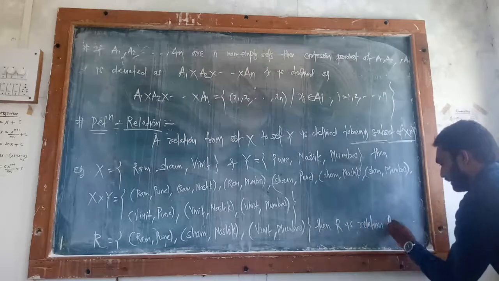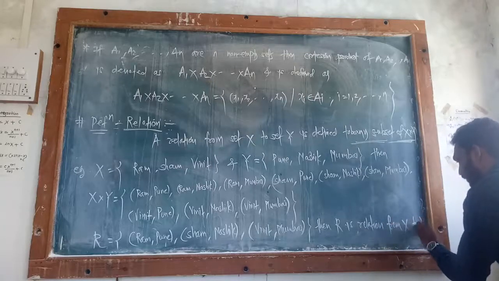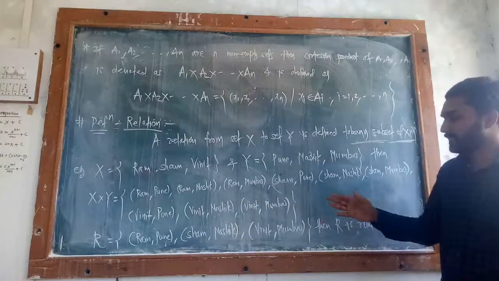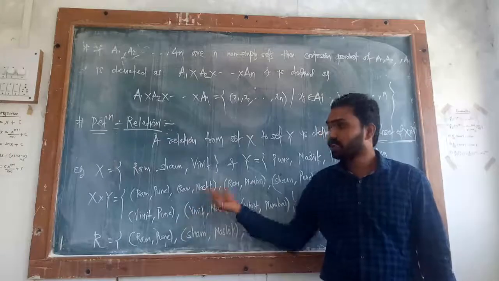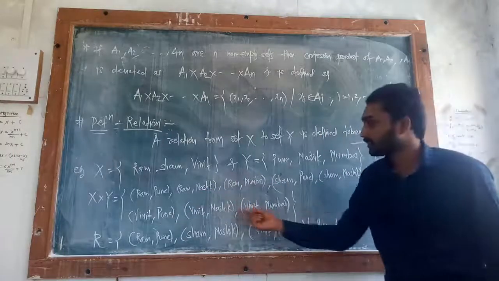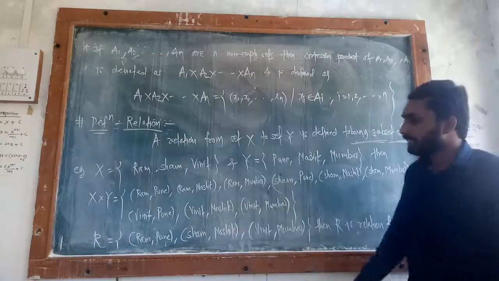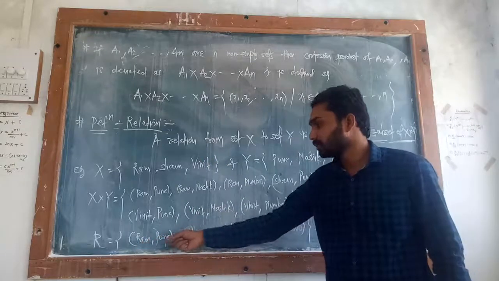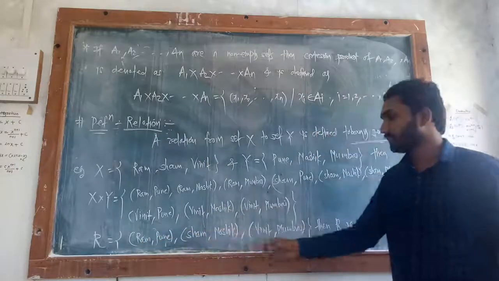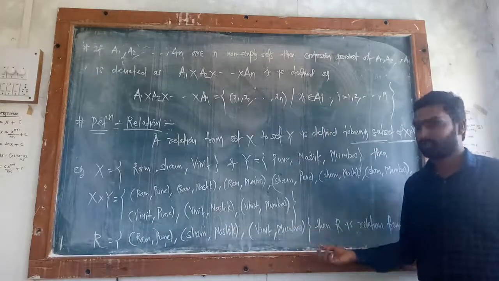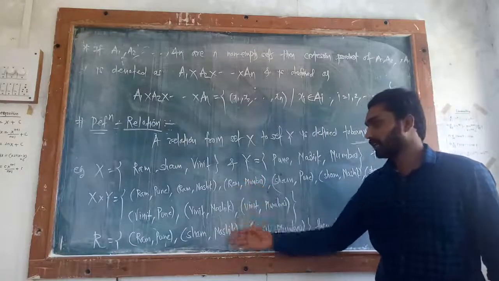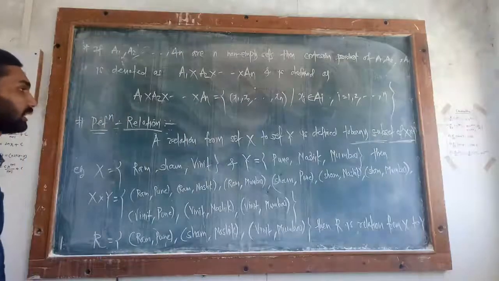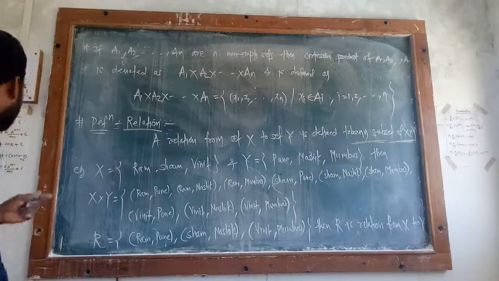R is a relation from set X to set Y. Yes. What is a relation? A relation means it is any subset of X cross Y. This X cross Y set contains 9 elements, and in the relation R we take any 3 elements: Ram's native place is Pune, Shyam's native place is Nashik, and Vinit's native place is Mumbai. This is a subset of X cross Y. Therefore R is a relation. Relation means you have to take any subset of X cross Y. So that is our remark.